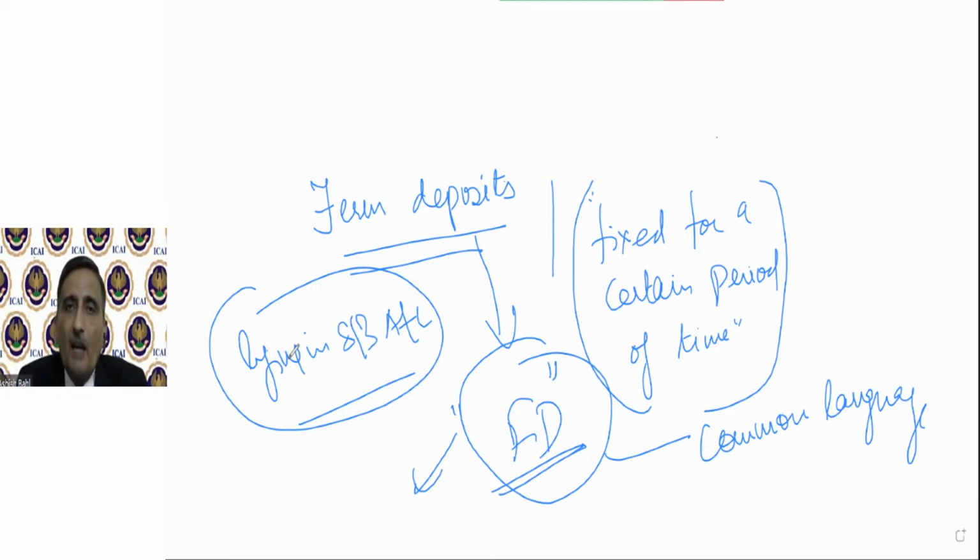So term deposits are when I make a commitment to the bank that these funds would be there with you, say for a period of 1 year, 2 years, 6 months, whatever it is. They are withdrawable earlier also, but if I withdraw earlier, then I would have to pay some loss of interest.